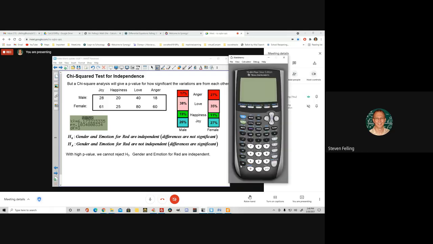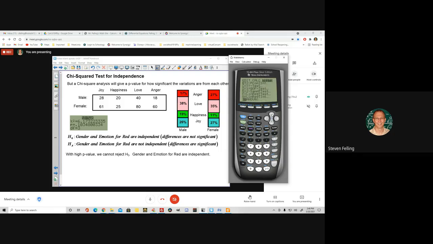We would still take our calculator here. We would still go to the matrix here. We would take matrix A and edit it and make it, in this case, 2 rows by 4 columns. So 2 rows by 4 columns. And we would be entering the observed counts. 28, 20, 40, 18, 61, 25, 80, and 60. And then we would still run the exact same test.